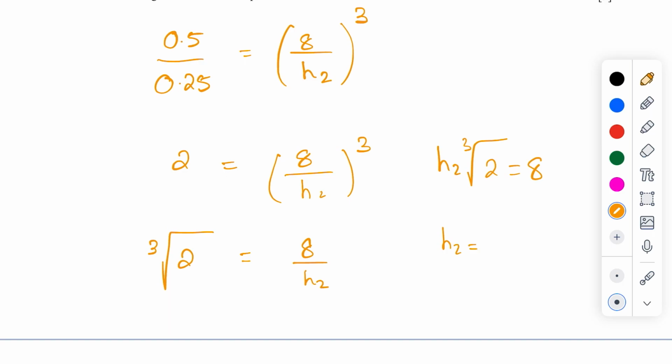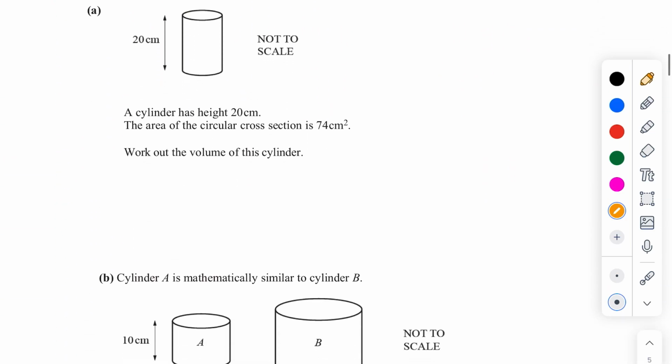So h2 equals 8 upon cube root of 2. So 8 divided by cube root of 2 should be giving you the answer 6.35 in three significant figures. Question number 6. A cylinder has a height of 20. The area of cross section is 74.